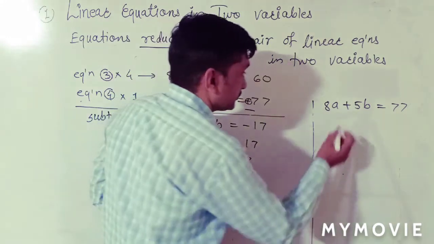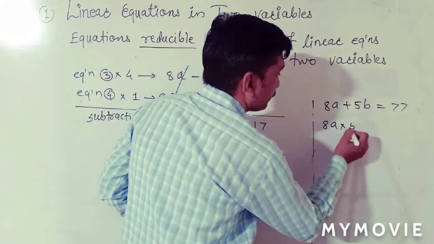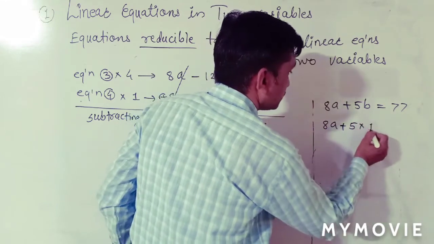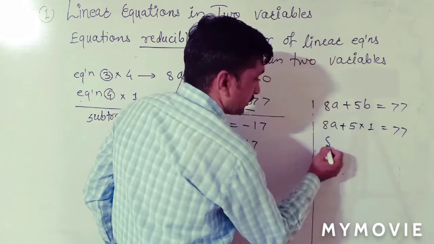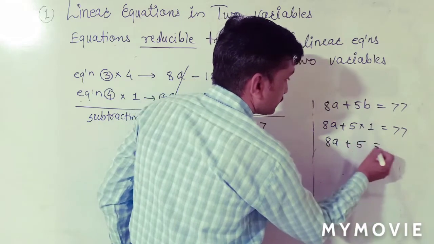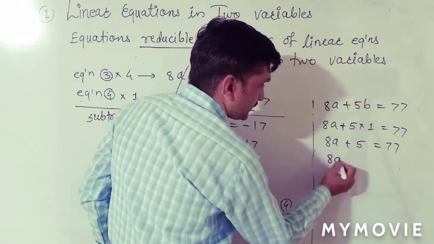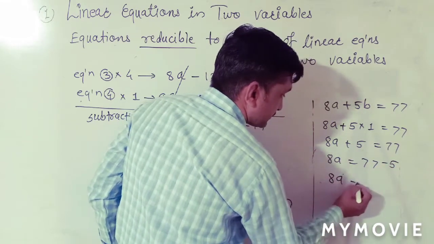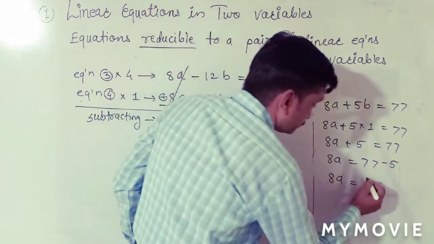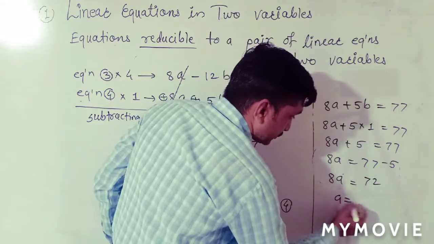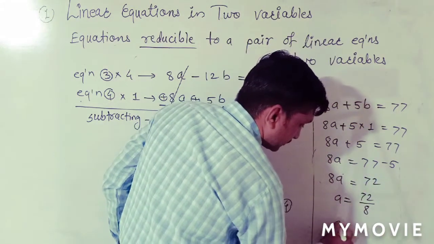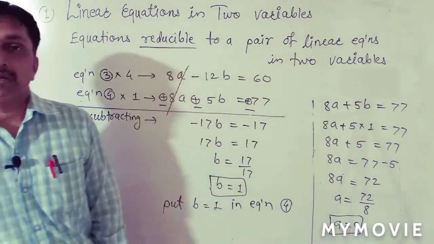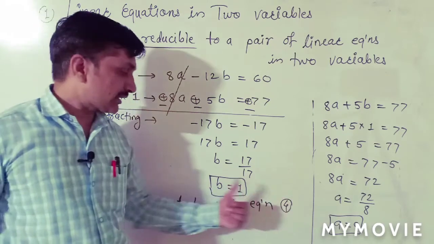Put the value of b. 8a plus 5 multiplied by 1 is equal to 77. 8a plus 5 is equal to 77. 8a is equal to 77 minus 5. 8a is equal to 72. a is equal to 72 upon 8. a is equal to 9. We got the values of a and b. a value is 9, b value is 1.